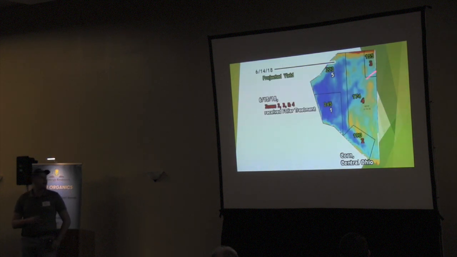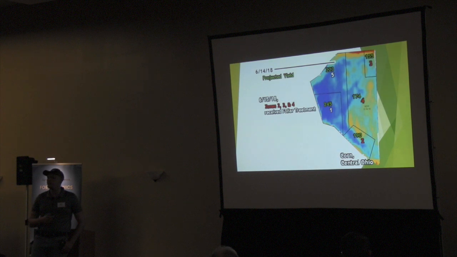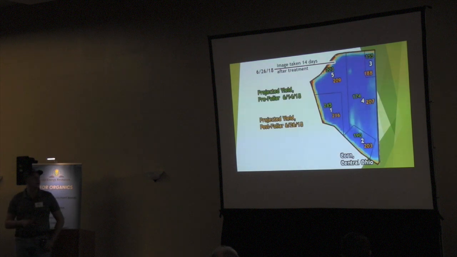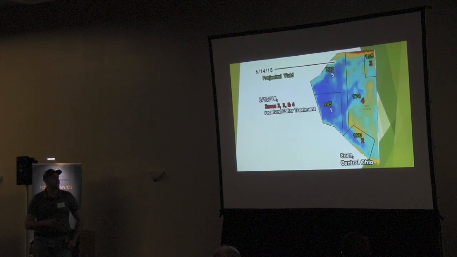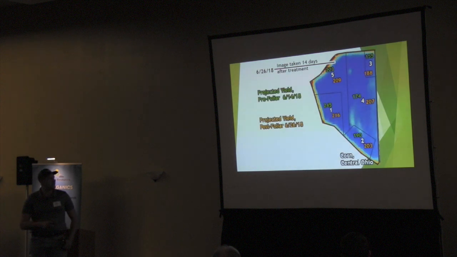Now granted, had he not had imagery taken, he'd have never touched it. Then you can see what he did with his yield. What's funny about this, he didn't treat zones 1 and 5. He didn't think he needed to. He just wanted to level the field. So that's what he did. He leveled the field, but he lost yields.